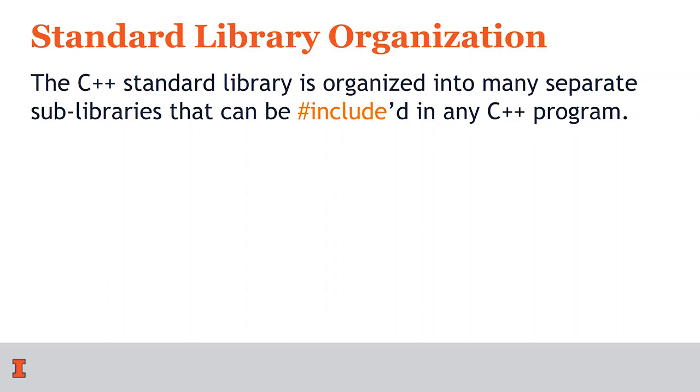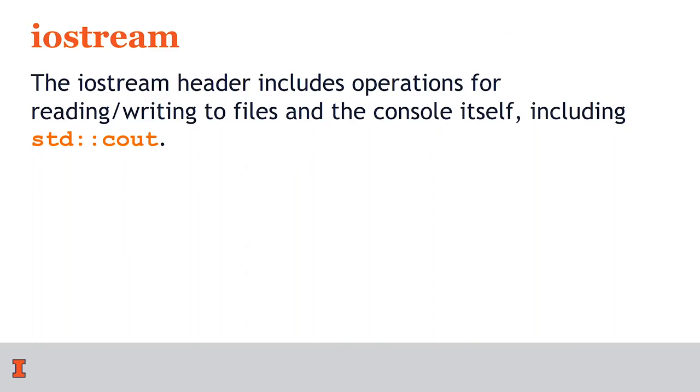The organization of the standard library is divided up into a number of separate files, and we make use of them by including them in any of our C++ programs. The most critical library that we're going to include in almost all of our programs is the IOStream library. This library allows us to output data both to files as well as to the console itself. And you've already seen us use this. This is std::cout, or console out.